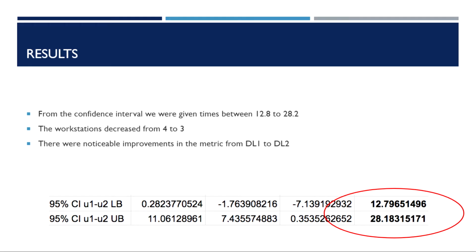As you can see from our spreadsheet, there was a noticeable improvement from Design Lab 1 to Design Lab 2. From our calculated 95% confidence interval, we were given a time between about 12.8 to about 28.2. As you can see, all three of our tasks are in this confidence interval. The workstations decreased from 4 to 3. This is a great improvement from an employee manager point of view. Overall, we were faster, our quality was better, and it cost less for our group to construct the tapes.